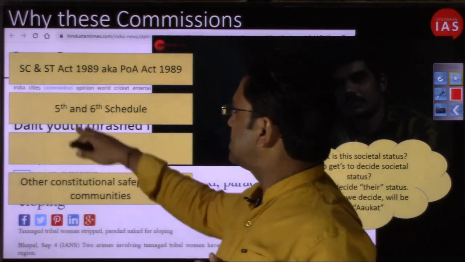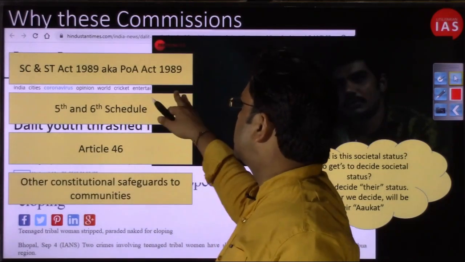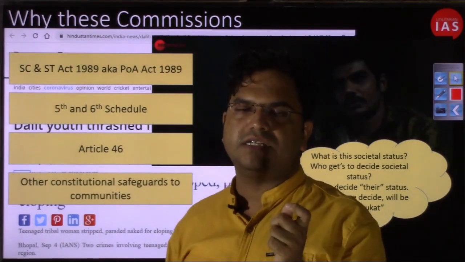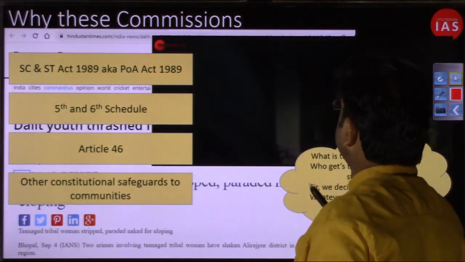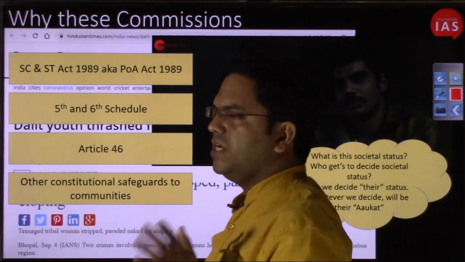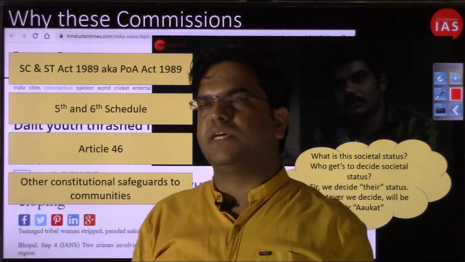Then you have acts like the SC and ST Act 1989, or the Prevention of Atrocities Act, which is also called alternatively the SC and ST Act. So these kind of safeguards have already been mentioned either directly in the constitution or law has been enacted by the parliament.